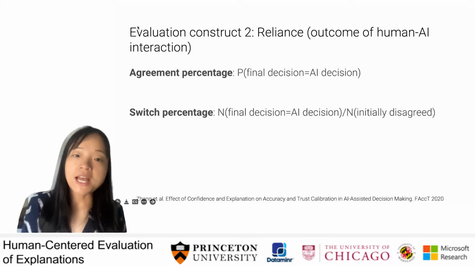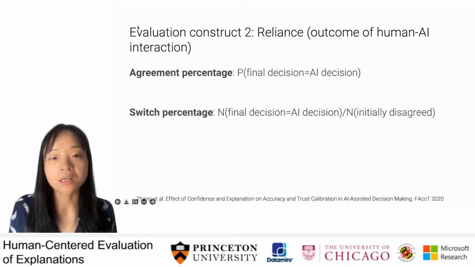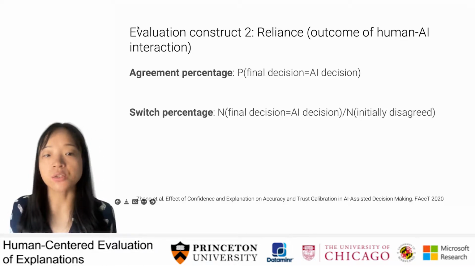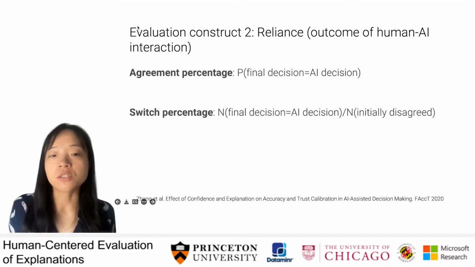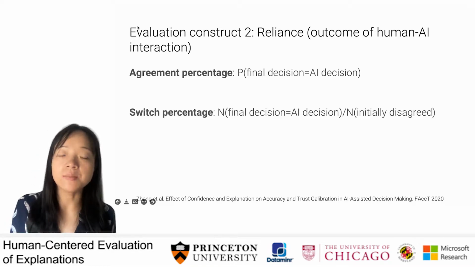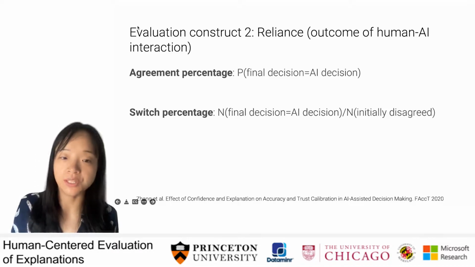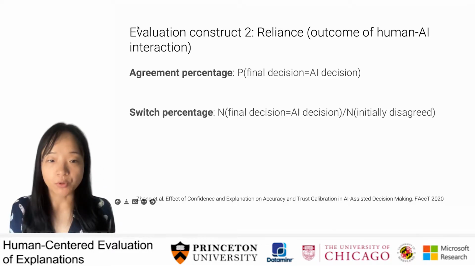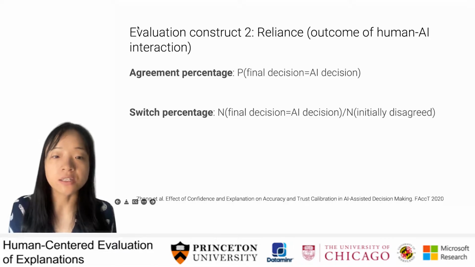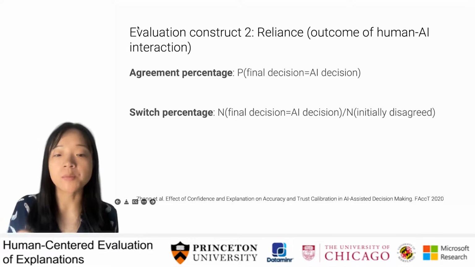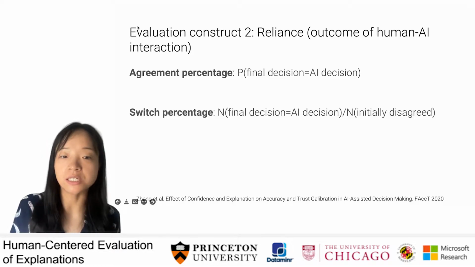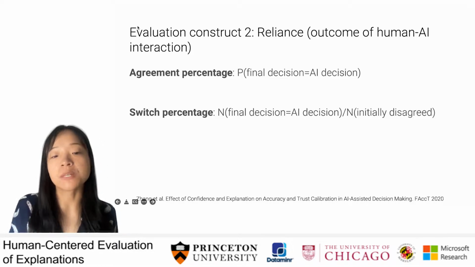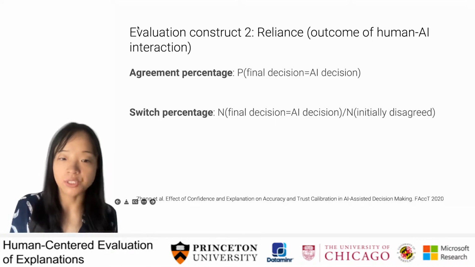In some studies, you may have seen the evaluation of reliance. Reliance on AI is directly related to the decision outcome, and the measurements of the two are often highly correlated. But you may choose to focus on reliance if you are more interested in how explanation impacts the outcome of human interactions with the AI. In the most common decision support workflow, the AI gives a prediction, then the human chooses to rely on it or not. Here you can measure the objective reliance by the agreement percentage, the percentage of decisions where the human's final decision agreed with the AI's prediction.